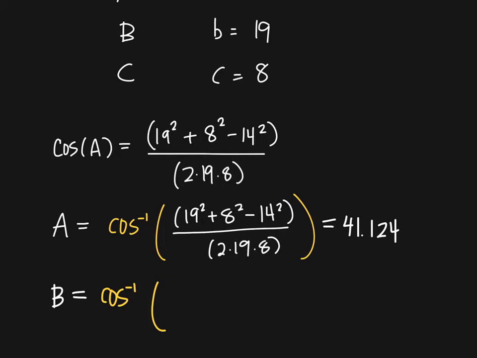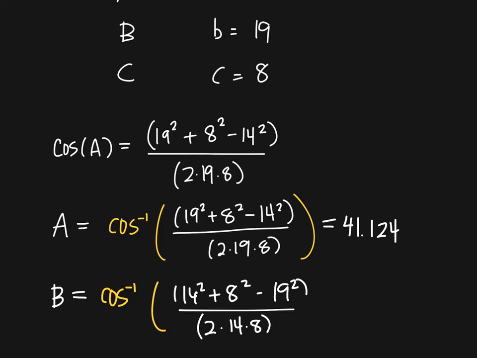Wait, what? Wouldn't it? No. 14 squared. No. Because 8. Oh, right. I forgot which ones were which. We're doing B. 14 squared first. All right, 14 squared plus 8 squared minus 19 squared, all over 2 times 14 times 8, and that would be in parentheses as well.